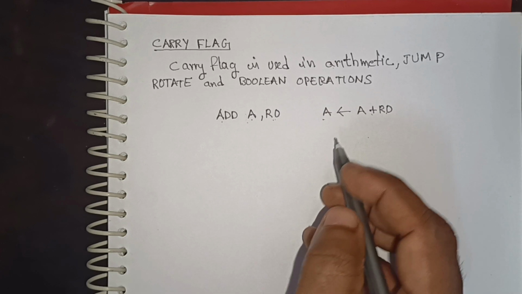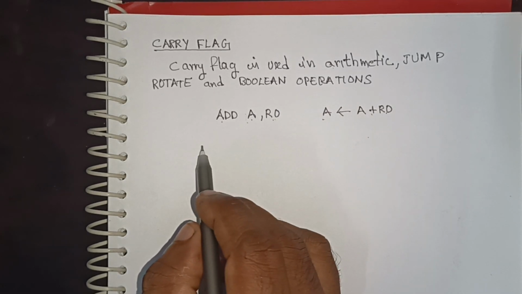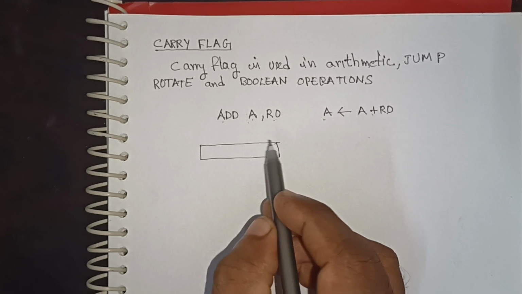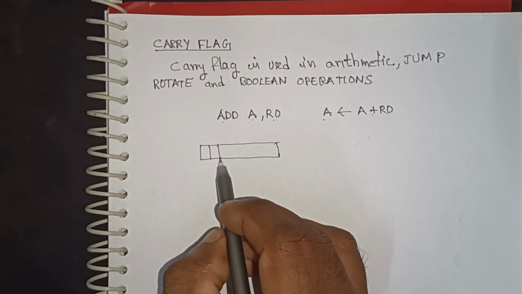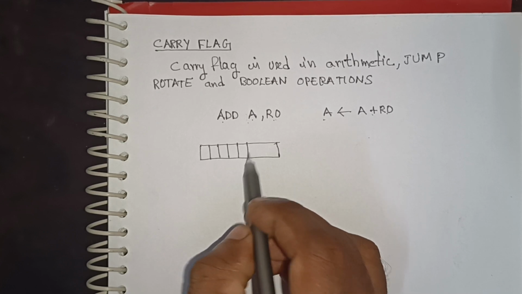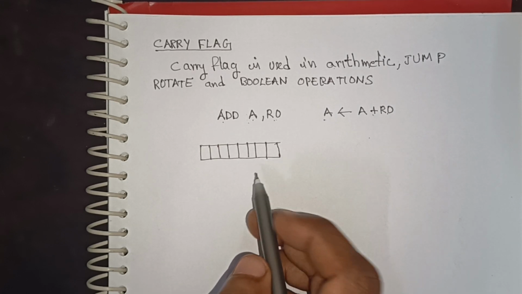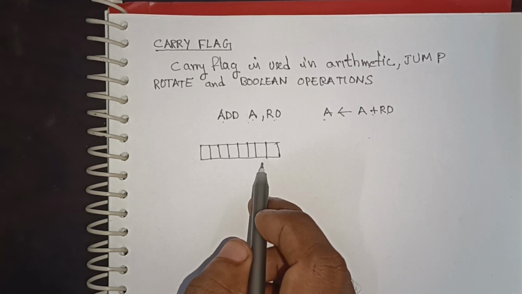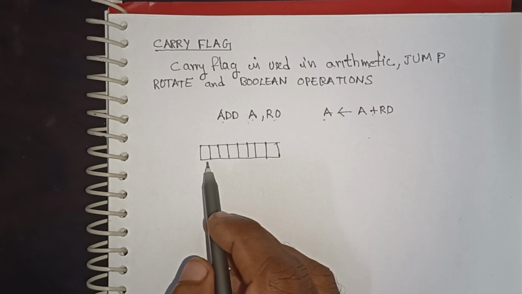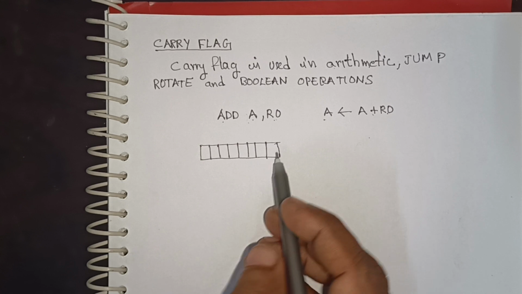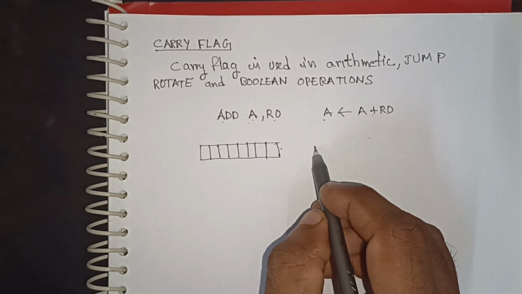Let's see. Here we have an 8-bit register. Now you should understand what the maximum positive number we can store in an 8-bit register is. We are not dealing with signed arithmetic here. We are only dealing with positive numbers. So the range is of positive numbers.